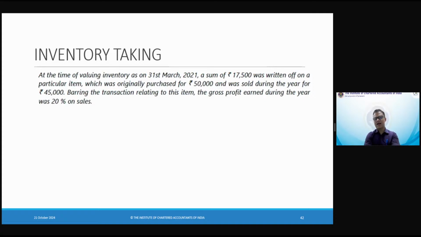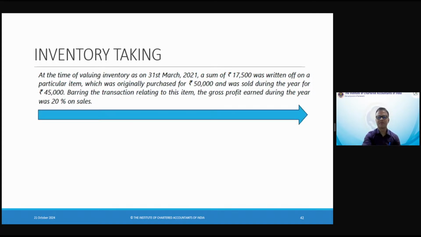Now, if you can see here, there is another question below that. At the time of valuing the inventory on 31st March 2021, a sum of 17,500 was written off on a particular item, which was originally purchased for 50,000 and was sold during the year for 45,000. Barring this transaction, gross profit earned during the year was 20% of sales. Now, the profit which is earned by the company during this year is 20% of the sales.